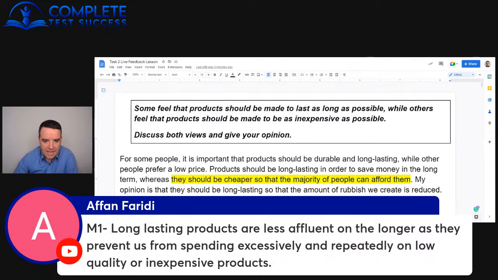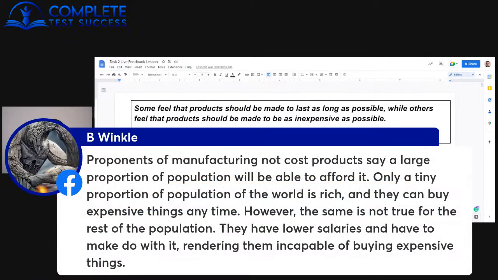"Long-lasting products are less affluent on the longer as they prevent us from spending excessively and repeatedly on low quality and inexpensive products." Yeah, the word affluent isn't appropriate, but your development makes sense. B. Winkle: "Proponents of manufacturing cheap products or cheaper products say a large proportion of population would be able to afford them." The products, not it. Products is plural, so we need them.